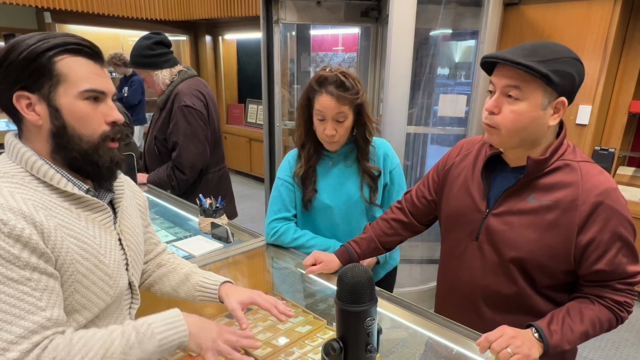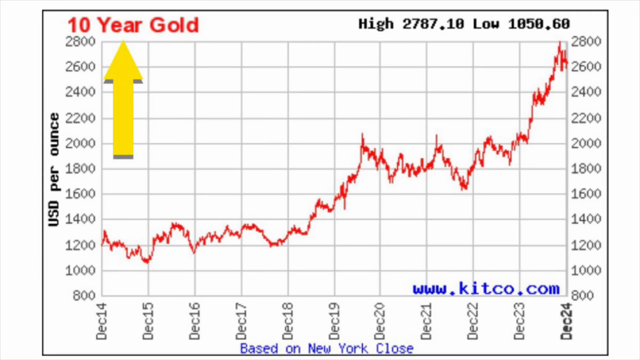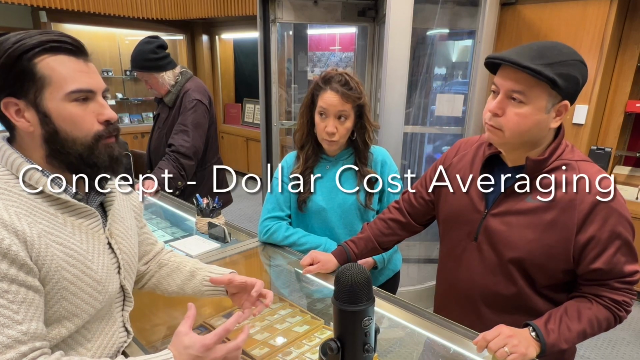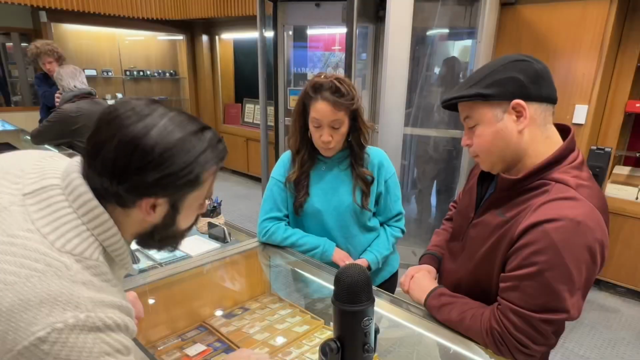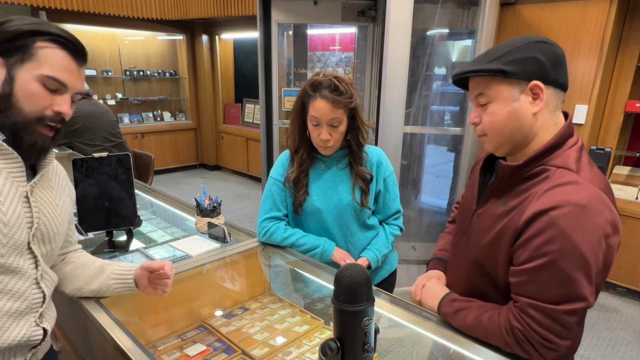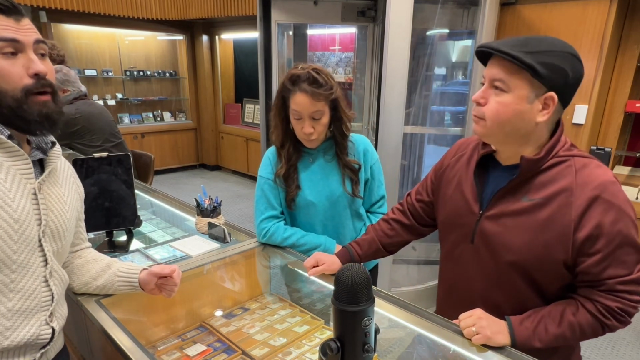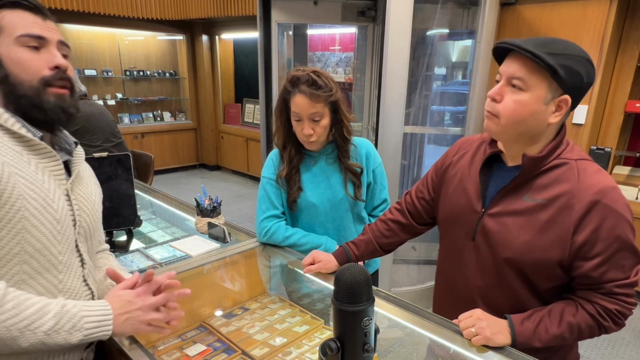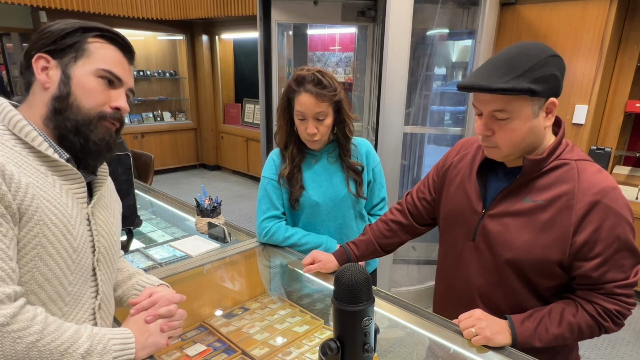Gold is a long-term play. We generally tell people you're going to cost average it. So you're going to buy an ounce here, an ounce there, half an ounce, and eventually you get that cost average. It's a store of value. You're not going to get rich on the gold, but you may save a whole heck of a lot in inflation and other stuff.